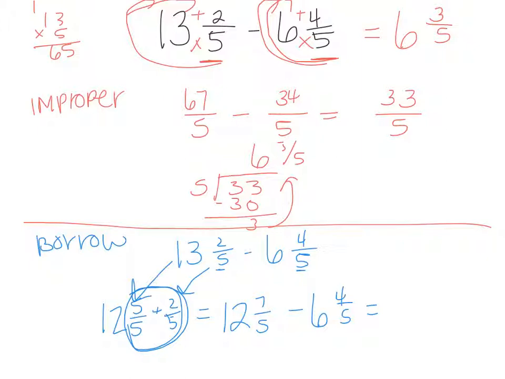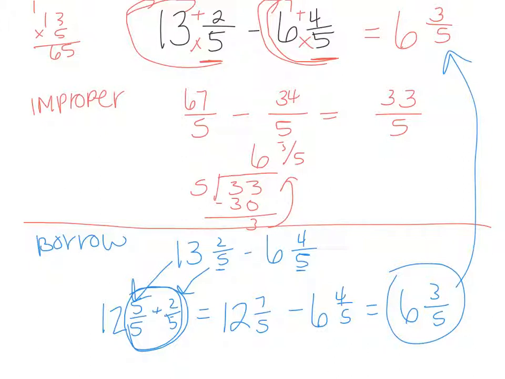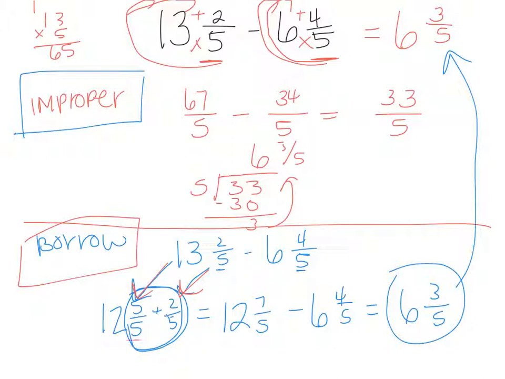Now I can just subtract my fractions and my whole numbers. 7 minus 4 is 3 fifths. 12 minus 6 is 6. And my answer is still 6 3/5. Both strategies will work. I will say that the strategy that has the least number of mistakes would be the improper method. If you are going to borrow, you need to be very careful about combining your whole number fraction with any additional fractions in the mixed number.